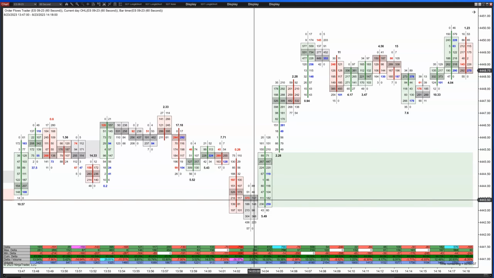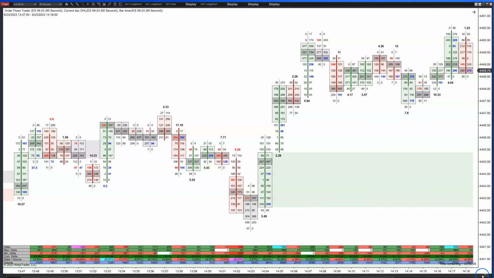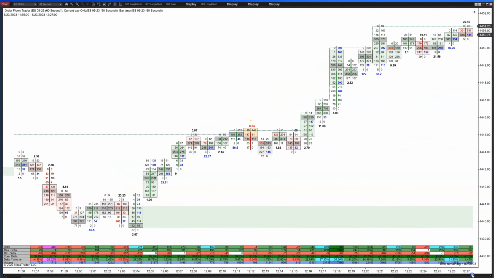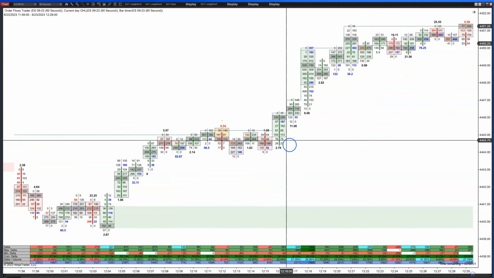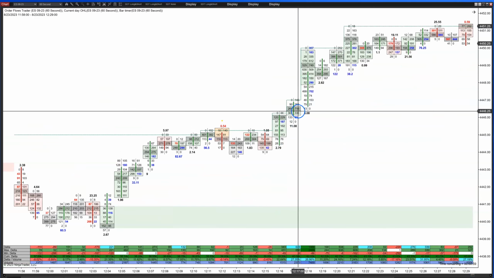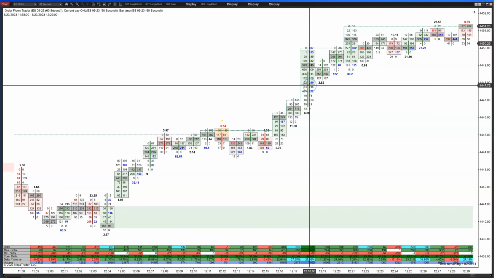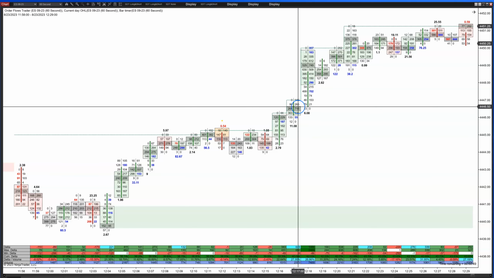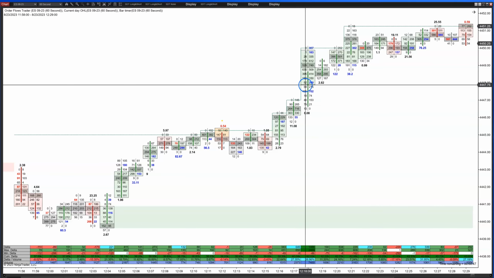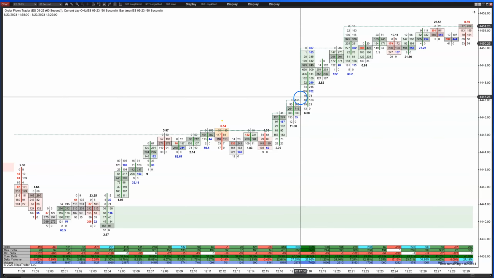Oftentimes when the market is trending, it becomes very visual. You can see green, green, green in the value areas, and what you want to start focusing on are these gaps in the value areas. Now, ICT traders are going to say, well, that's a fair value gap. Well, no, not really. It's different, because here you're just looking at the gaps from the value area high to the value area low of preceding bars.